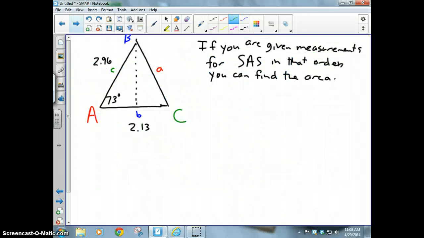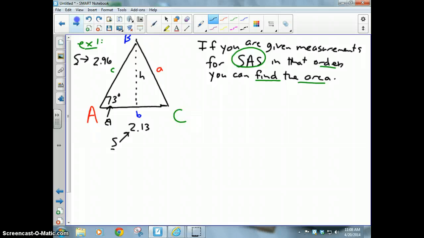All right. If you're given the measurements for a triangle, and they are in the order SAS, you all know side angle side. If they're given in that order, you can find the area. So I'm going to do one example for you. This triangle right here, example number one, is labeled as such. And you're going to notice that I have in order, I know a side measurement, I know an angle measurement, and I know another side measure. Therefore, I have SAS. They are all in order with the included angle in between.